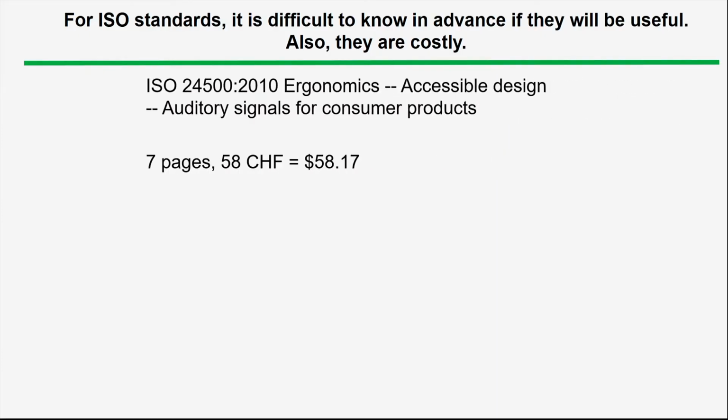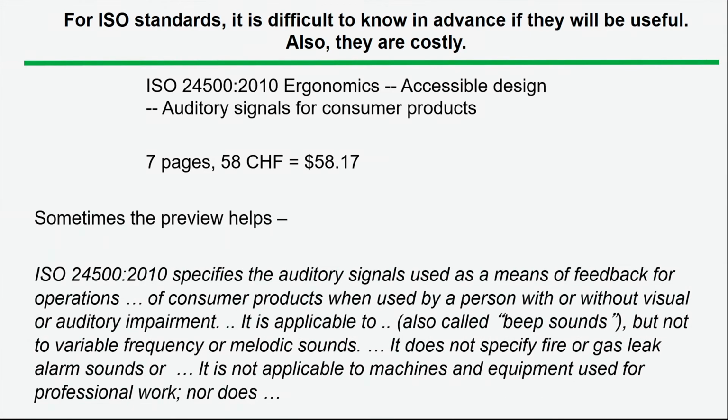Also note that they are costly, and it's not unusual for a document to cost $5 or $10 per page. Here's an example of one document, ISO 245500, Accessible Design. It's only 7 pages long, but it costs 58 Swiss francs, which at the moment is $58.17. So again, sometimes you can look at the preview and get a sense of what it's about.